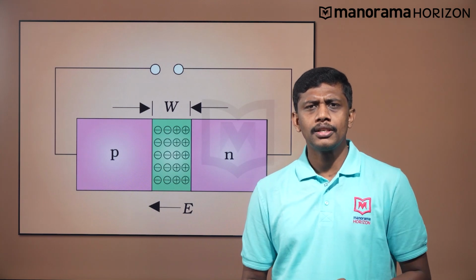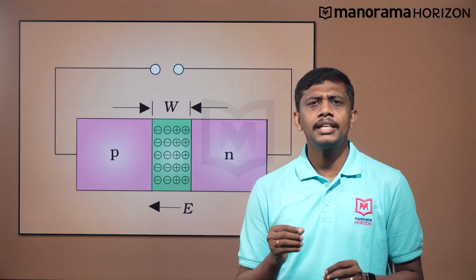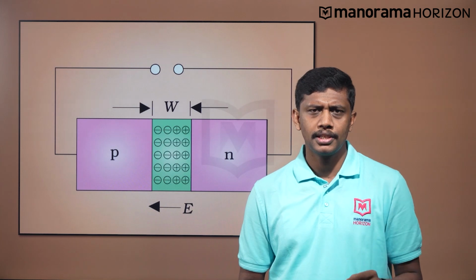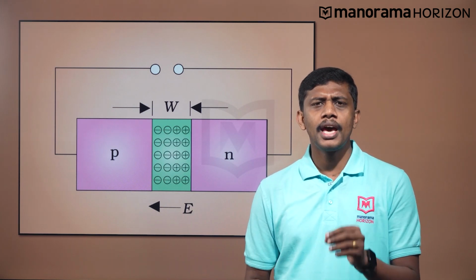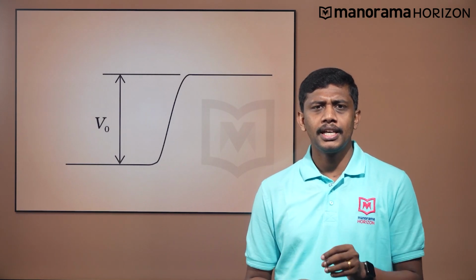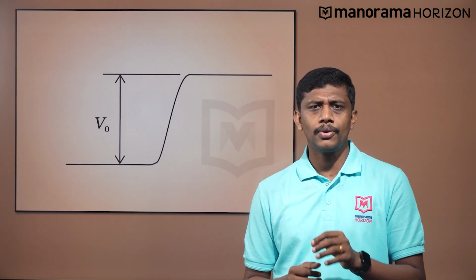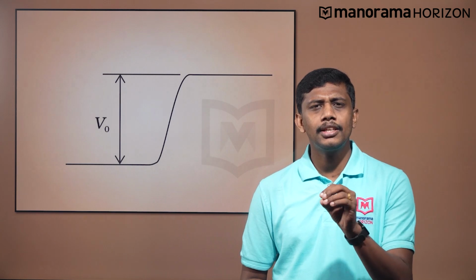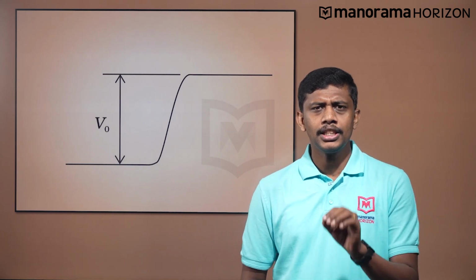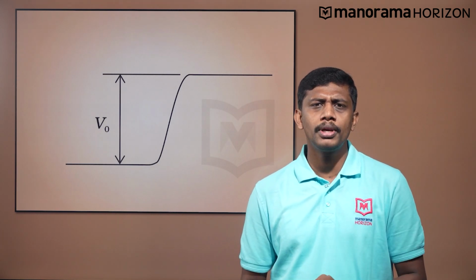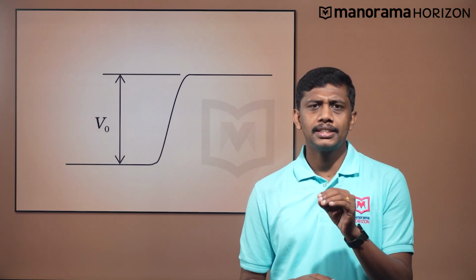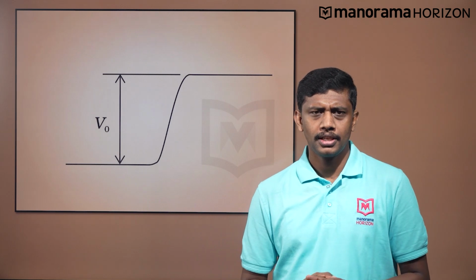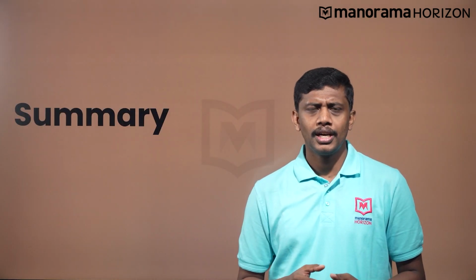Due to loss of electrons from N region and gain of electrons in the P region, a potential difference develops across the region. The polarity of this potential is such as to oppose the further flow of carriers such that equilibrium exists. This potential opposes the movement of electrons from N region to P region and hence it is called the barrier potential. Now let us summarize what we have seen so far.